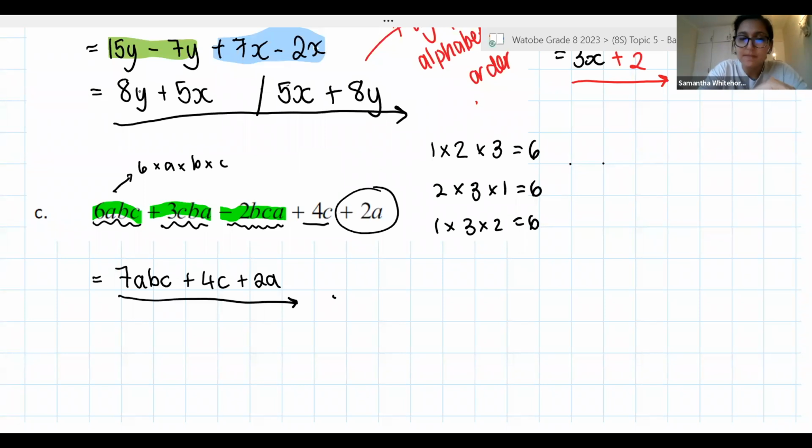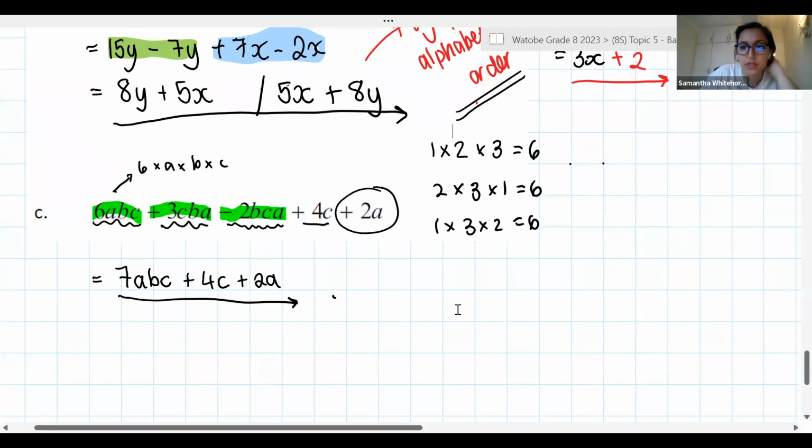Now, what I really liked that the learner did there is that in the answer, they wrote the letters in alphabetical order. So they wrote A, B, C. And that's what we want to try and do. We always want our letters, when we've got multiples of them, to be in alphabetical order. Right, so your final answer here: 7ABC plus 4C plus 2A. Very nicely done. I saw lots of you putting that in there.